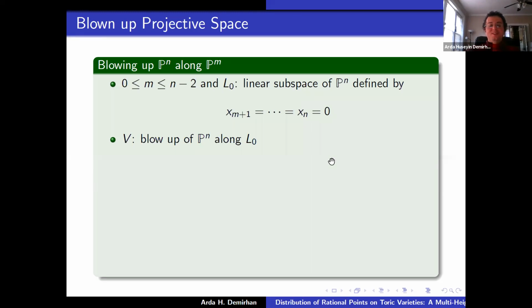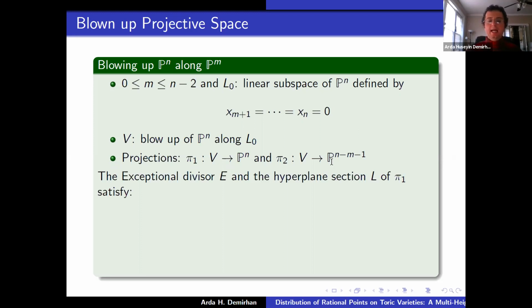So L0 is isomorphic to Pm, and we have the blow up of Pn along L0. Explicitly, this is just the zero locus of the functions x_i y_j minus x_j y_i, where the x_i are coordinates in Pn, and the y_j are coordinates in P^{n-m-1}, I mean, the coordinates after m up to n. So let's say we have projections pi 1 and pi 2 from V to Pn and from V to P^{n-m-1}.